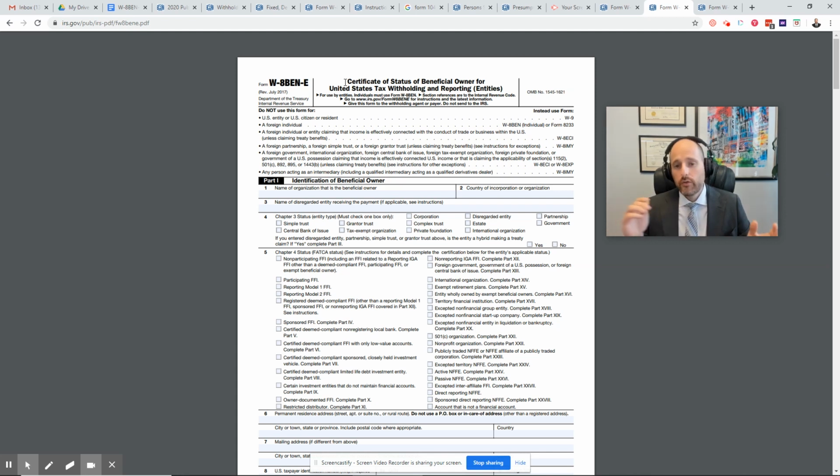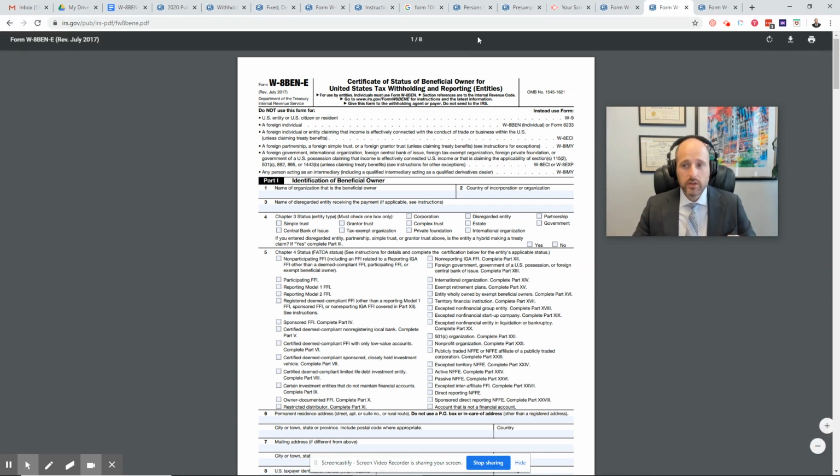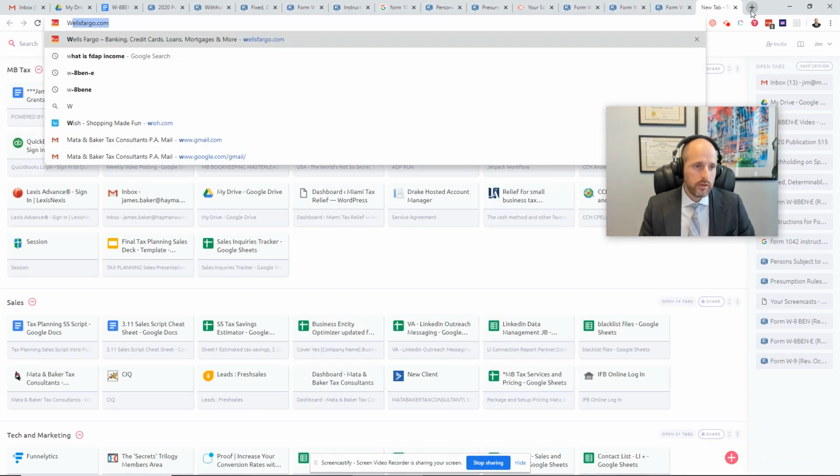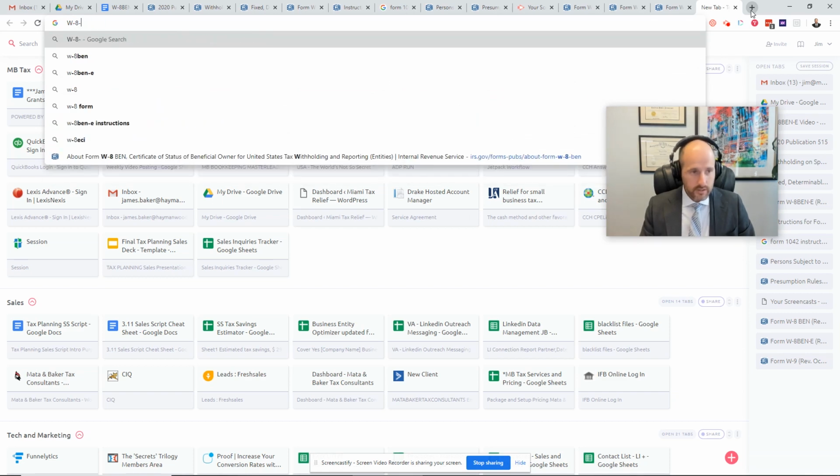So for those who have rental properties in their name in the U.S. and don't want their tenant to withhold, I've never seen it happen, and I've tried to do it, and people don't care. So W-8ECI.